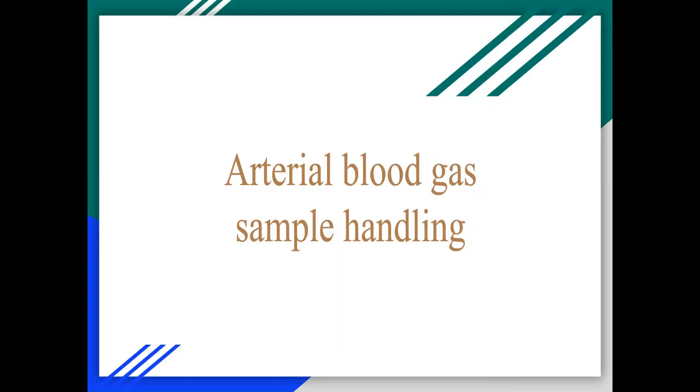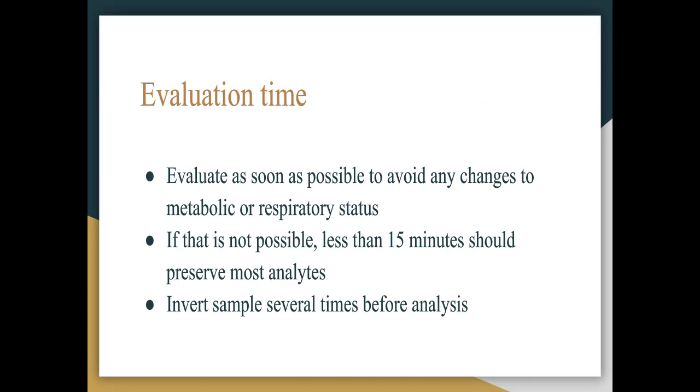Let us next move on to arterial blood gas sample handling. Arterial samples should be evaluated as soon as possible to avoid any changes to metabolic or respiratory status for a patient. If immediate evaluation is not possible, then samples should be evaluated in less than 15 minutes, and this should preserve most analytes. The sample should be inverted several times before analysis to prevent clot formation. It is also essential to evacuate any air bubbles that may have been acquired during sampling, as this will significantly affect results.